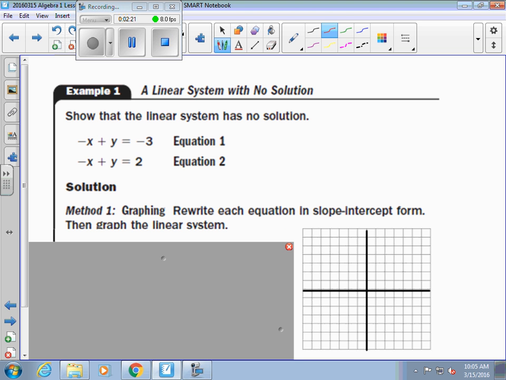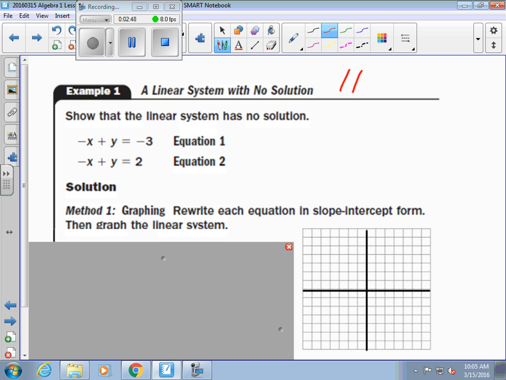Here's example number one. A linear system with no solution. No solution means that they're going to be parallel lines. Remember, that's the symbol for parallel. You have two equations. Negative x plus y is equal to negative 3, and negative x plus y is equal to 2. The first thing we want to do is get both of these equations in slope-intercept form, where we can see what the slope is and we can see the y-intercept.